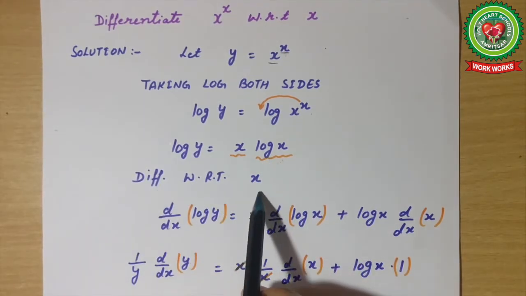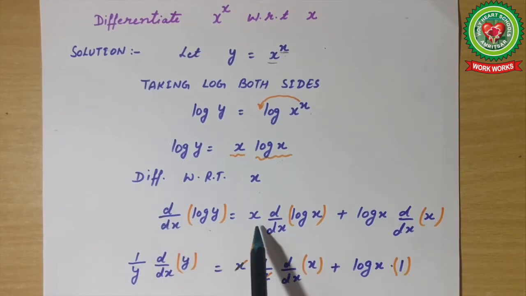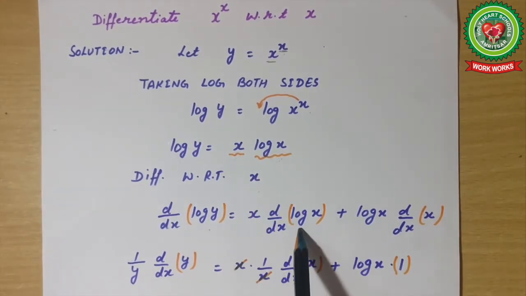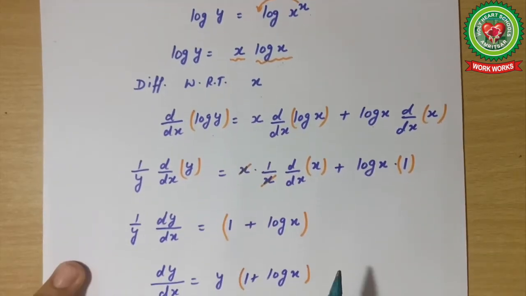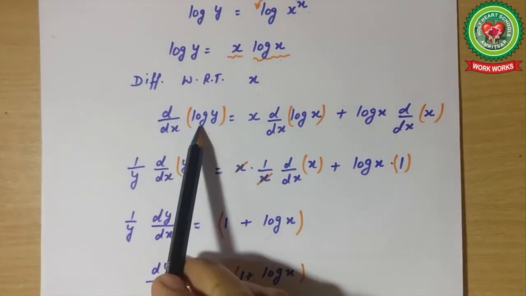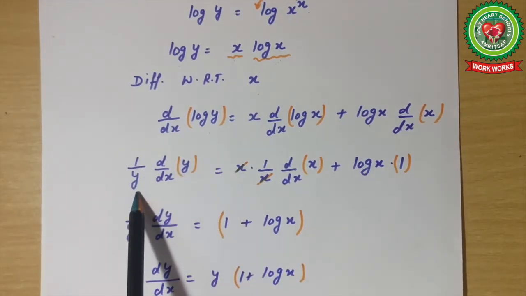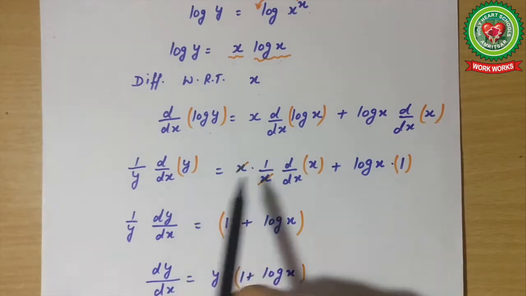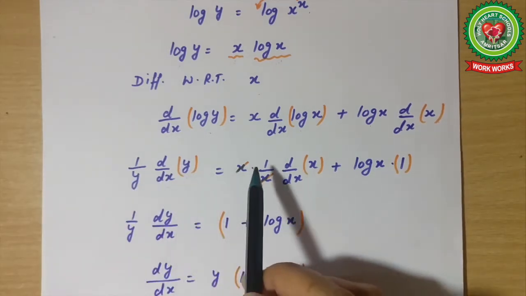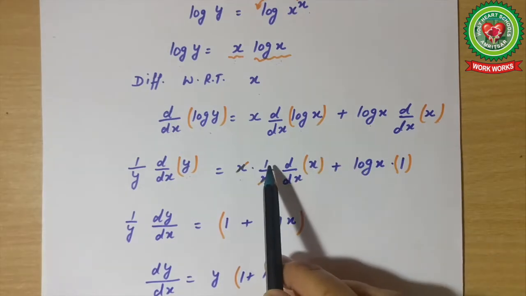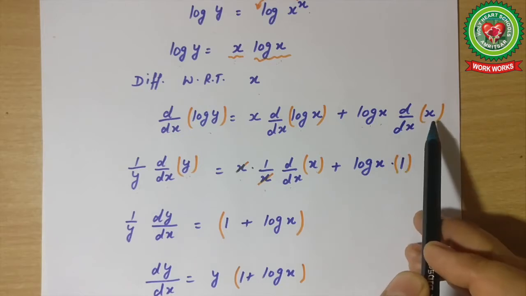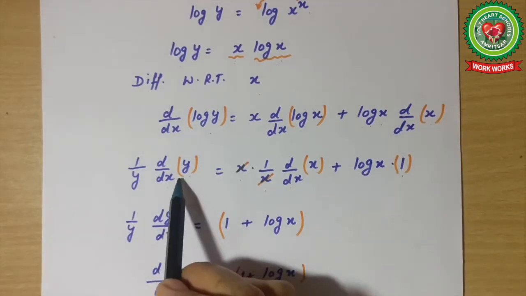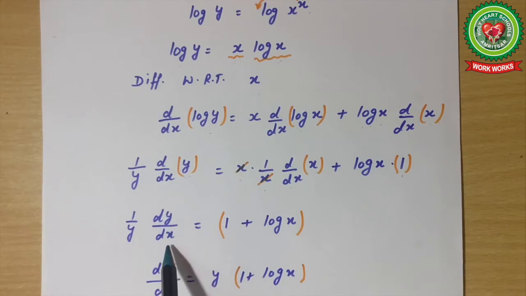Differentiate with respect to x. d/dx of log y, first function into d/dx of second function, plus second function into d/dx of first function. Now it will be equal to: log term, reciprocal of the function and d/dx of the function, 1 upon y, d/dx of y. Then x into derivative of log x, which is 1 upon x, plus log x into derivative of x, which is 1. Now what is the differentiation of y? dy upon dx, so 1 upon y, dy upon dx.